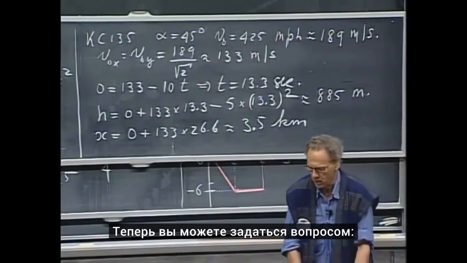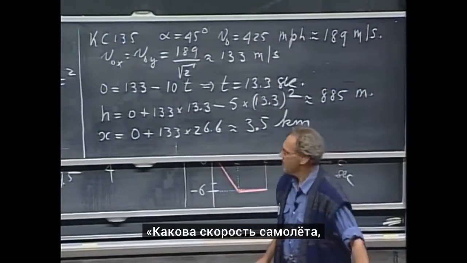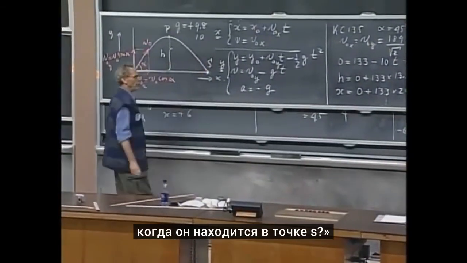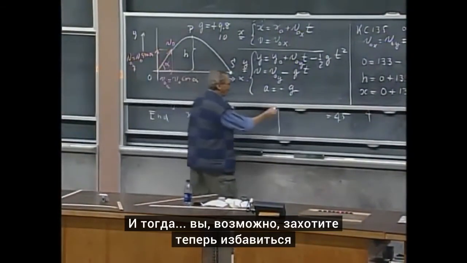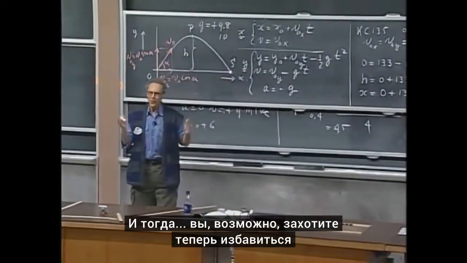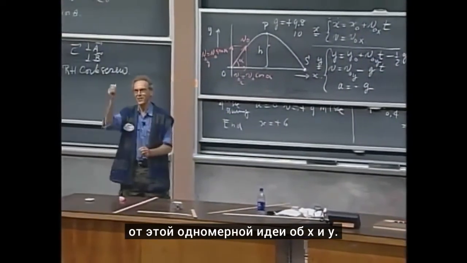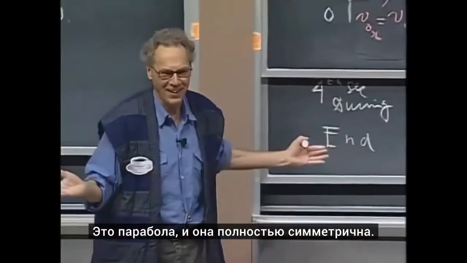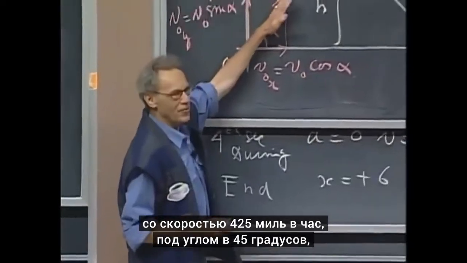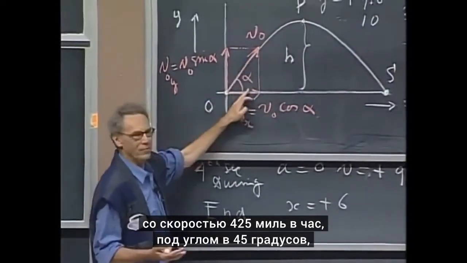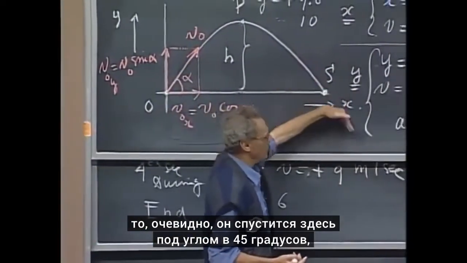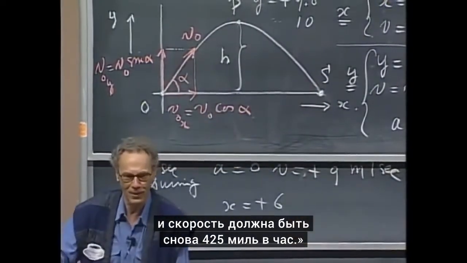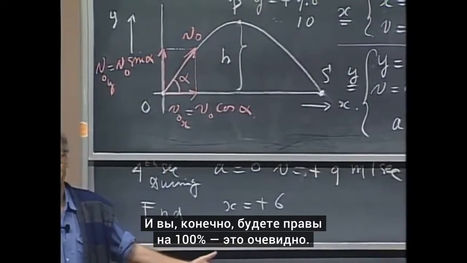Now you could ask yourself the question, what is the velocity of that plane when it is at that point S? And now, you may want to abandon this one-dimensional idea of x and y. You may say, well, look, this is a parabola, it's completely symmetric. If the plane comes up here with 425 miles per hour at an angle of 45 degrees, then obviously it comes down here at an angle of 45 degrees, and the speed must again be 425 miles per hour. And you would score 100%, of course, it's clear.